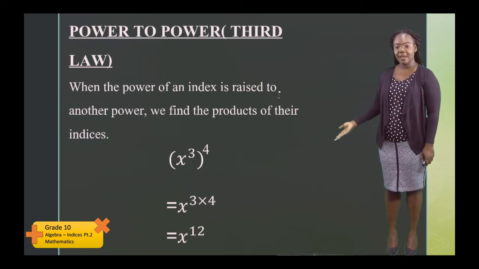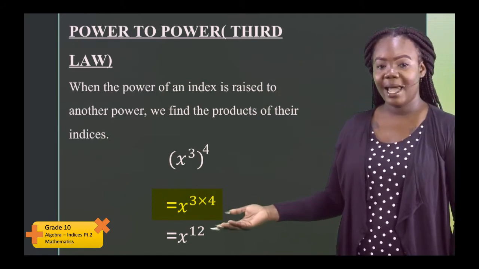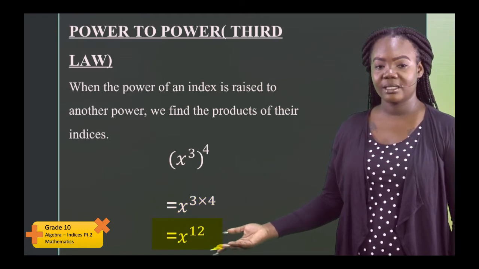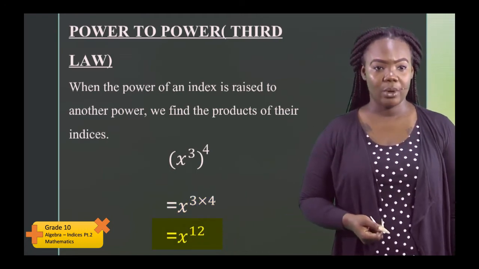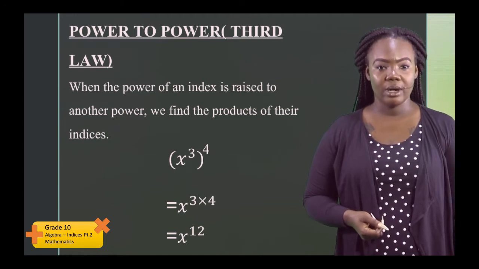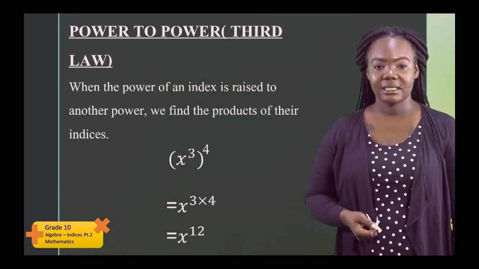So in the next step you can see that we had x^3 multiplied by 4, and when we multiply x raised to the 3 multiplied by 4, we're going to have x raised to the 12th power. And that is how we perform the power to power law of index.